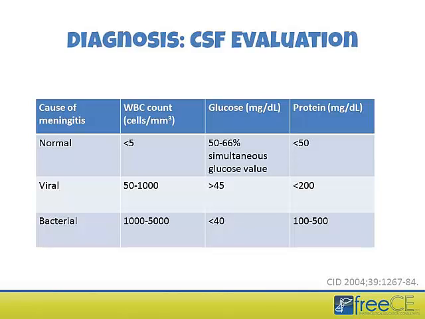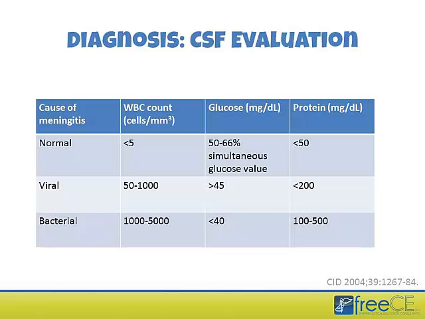Now, in terms of protein, normal is less than 50. In viral, you have an elevation in your protein, but not to the same magnitude as seen in bacterial meningitis, so it should be less than 200, but likely greater than 50. And then in bacterial meningitis, we're going to see a bit of an overlap between viral and bacterial. Generally, bacterial will be a higher protein load in the CSF, between 100 and 500 milligrams per deciliter.